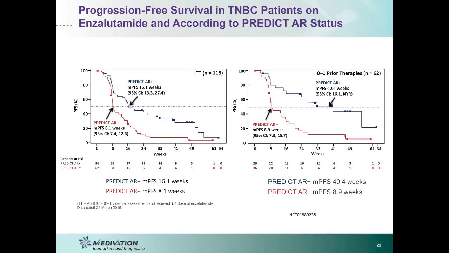If we look at progression-free survival, again, the model was not trained on progression-free survival. It was trained on the 16-week clinical benefit. And what we see is that in the intent-to-treat population, our median progression-free survival is improved from 8 weeks to 16.1 weeks for the entire population. And if we limit to just those where they're getting this hormone therapy instead of cytotoxic chemotherapy as their first or second line of therapy after disease progression, the median survival goes from 8.9 weeks to 40.4 weeks. So this is a tremendous increase in progression-free survival for these patients.